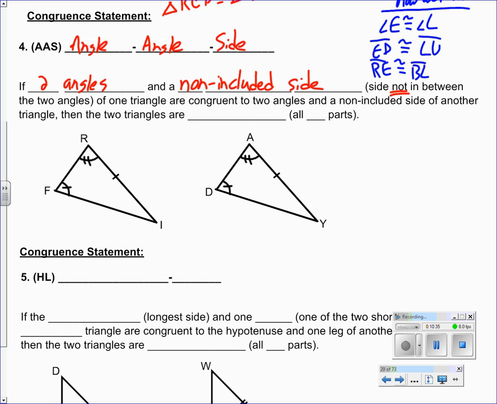So if we have those pieces matching up on two triangles, then again, the two triangles are going to be congruent, and that goes for the whole triangle, so all 6 parts of the triangle. It's not just the 3 pieces we checked, those 2 angles and that side, but all 6 pieces of the triangle. So just like this one here, the given information tells us that angle F is congruent to angle D, angle R is congruent to angle A, and then it tells us that side RI is congruent to side AY.